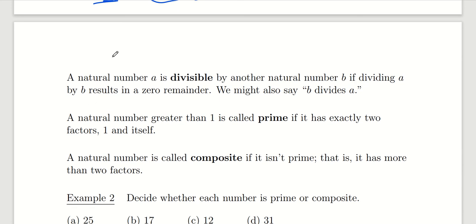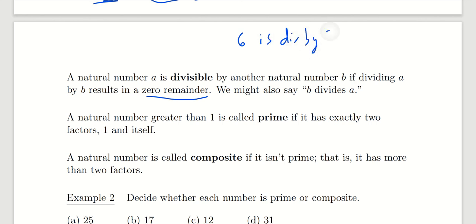We say that a natural number a is divisible by another natural number b if dividing a by b results in a 0 remainder. So when we talk about divisibility, and in particular we mean that it divides evenly, we say that there's 0 remainder. For example, we know that 6 is divisible by 3, precisely because when we take 3 into 6, it goes in evenly 2 times, and it would leave a 0 remainder. So 6 is divisible by 3.